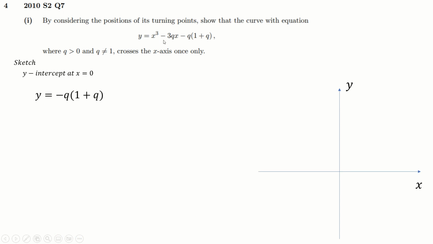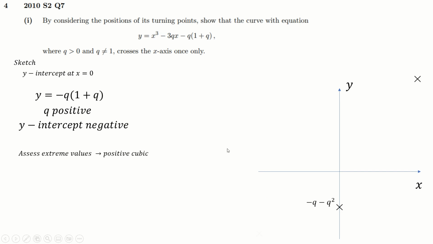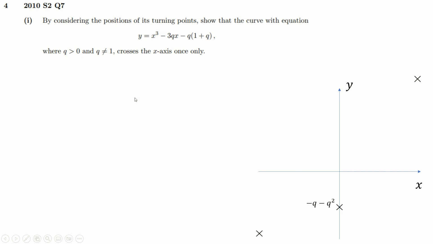Y-intercept, what happens when x is 0, which just gives you this business down there. Q is positive, by the way, which means this is positive times a negative, so it's negative. You could also just expand out and see that both signs are negative, and if Q is positive, then therefore that's obviously negative. Like I said, it's a cubic, so it just goes from there to there. And now, this is where we probably need to actually assess the turning points.